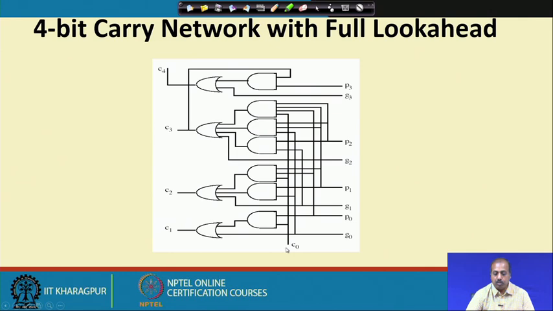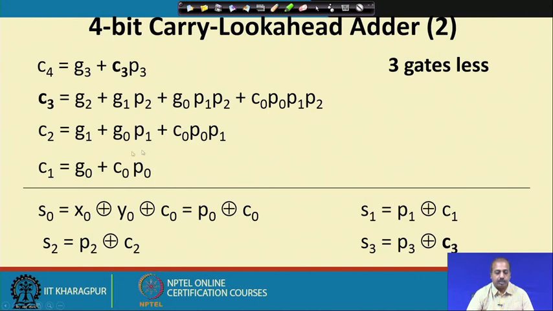This C_0 goes to all the stages, then this G_0. So, this is actually the carry network, where C_1, C_2, C_3 and C_4 are generated. Okay. They are based on this generate and propagate logic. So, this is coming from these expressions. This is a straightforward implementation of these expressions.